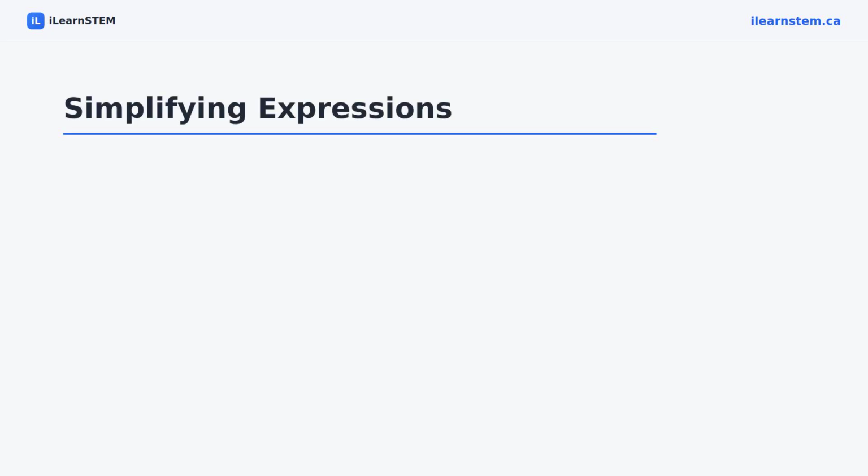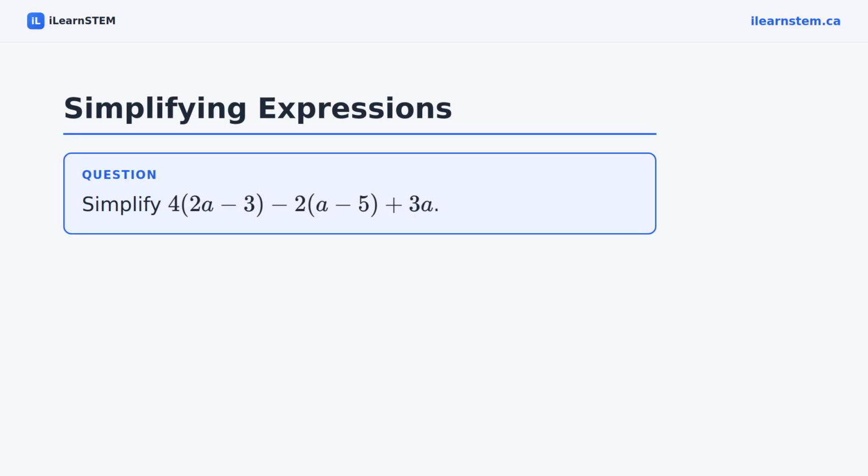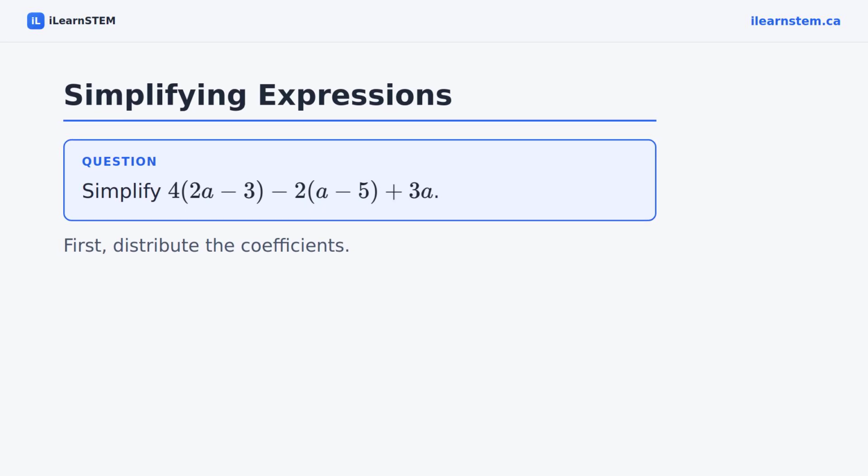Let's practice simplifying an algebraic expression. Here's the problem. Simplify 4 times the quantity 2a minus 3 minus 2 times the quantity a minus 5 plus 3a. First, we distribute the coefficients into the parentheses.